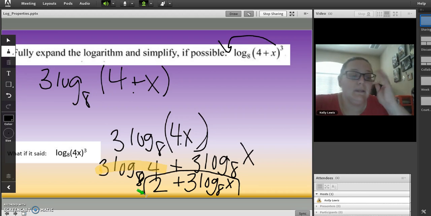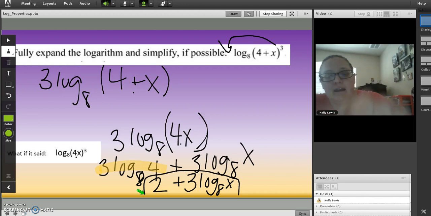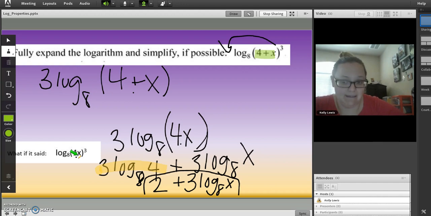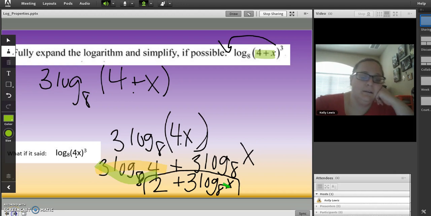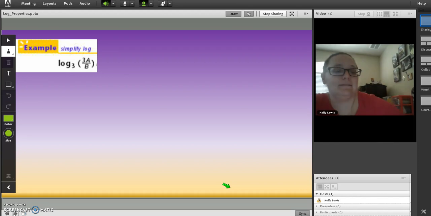Okay, so a couple things we noticed right here: if there's a plus or minus inside, you can't do anything, but if there's a multiply or divide, you can. And if it's all numbers, like in that other problem, you just have to simplify it. But if there's a variable, you can't simplify it.